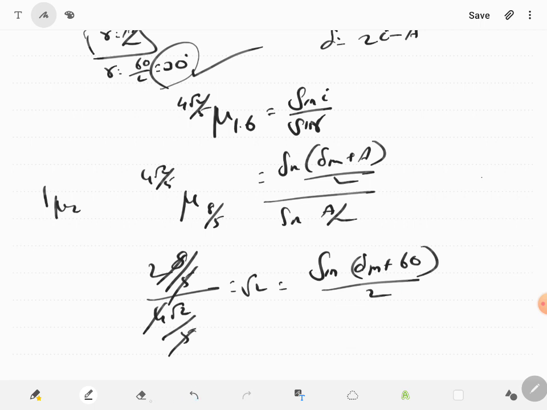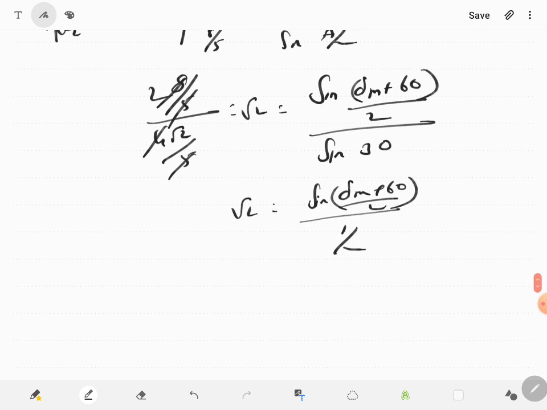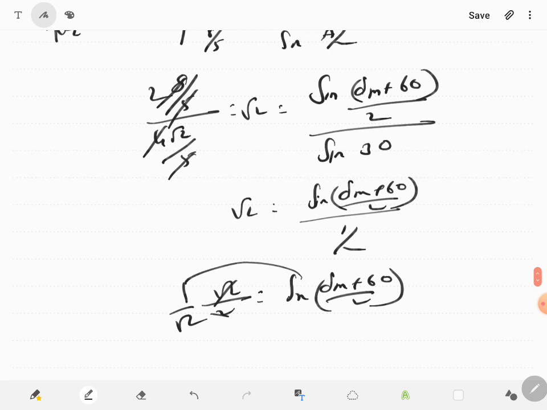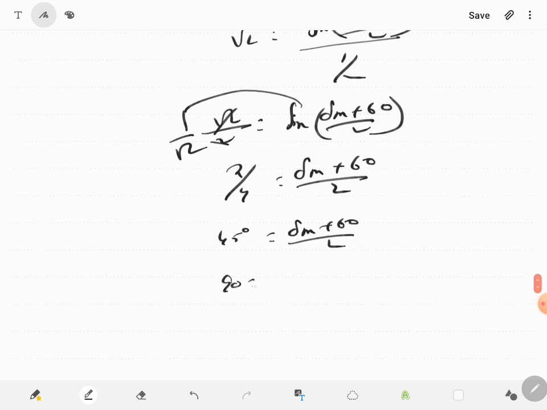Sine of delta m plus A by 2, and for the angle there's a by sine A by 2. A by 2 is 60 by 2, so 30 degree. So you know what is sine 30? Sine 30 is 1 by 2. So when you cross multiply, it becomes root 2 by 2, so it's 1 by root 2 is sine of delta m plus 60 by 2. And sine inverse of 1 by root 2 is pi by 4, or 45 degree, equal to delta m plus 60 by 2, or 90 degree is equal to delta m plus 60, and delta m therefore is 30 degree.